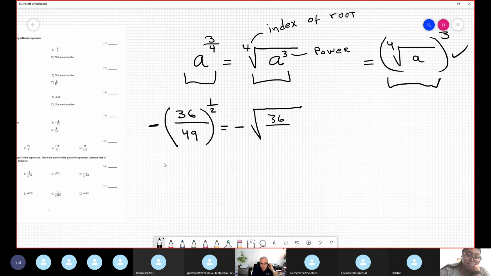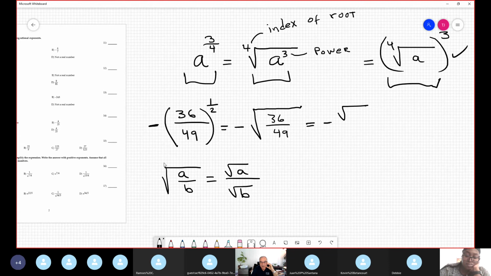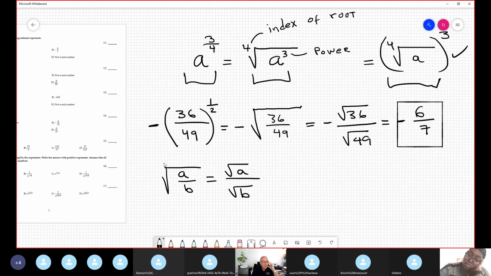36 over 49. Okay. And one more time, you apply another property that I forgot to explain. When you have a fraction inside this radical, it's equivalent to say radical A over radical B. It's another property. Okay, so it's negative radical 36 over radical 49. Okay, negative radical 36 is 6, radical 49 is 7. Boom, final answer. You see, option B.